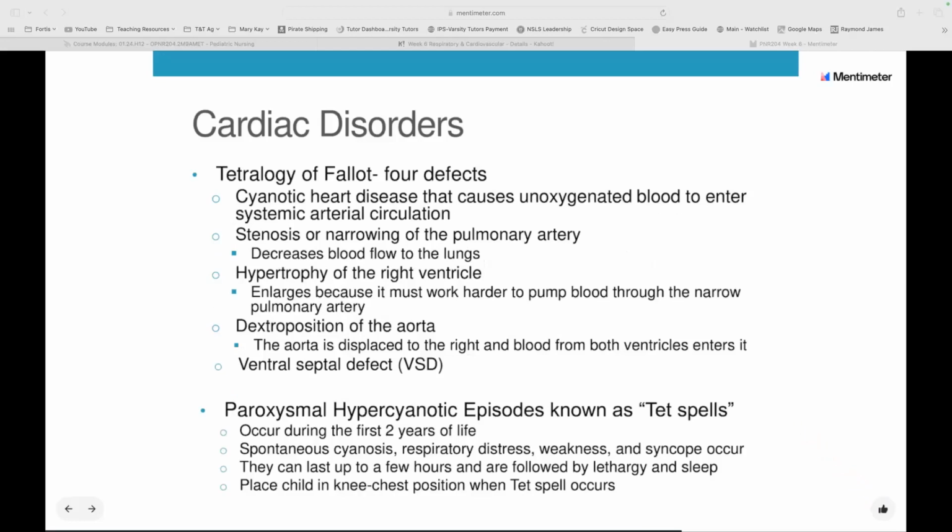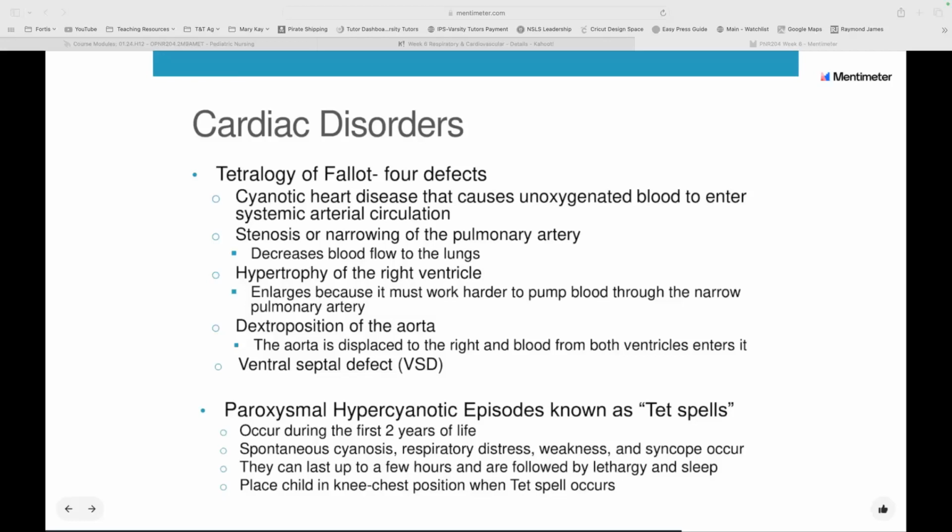Tetralogy of Fallot is going to be a combination of 4 disorders, and this is going to prevent enough blood going to the lungs. So we have stenosis or narrowing of our pulmonary artery, and that's going to decrease the blood flow to the lungs. We have hypertrophy of our right ventricle. So our right ventricle is going to enlarge in size and be massive because it's going to be working so much harder to pump the blood through that narrow pulmonary artery. Because it works so hard, it's going to get big and beefy.